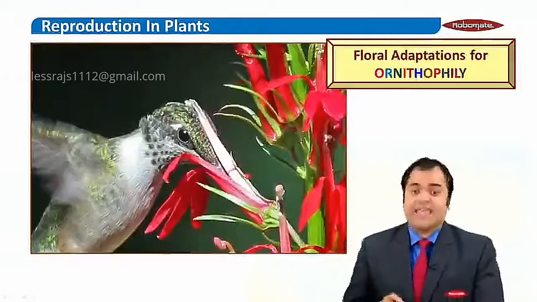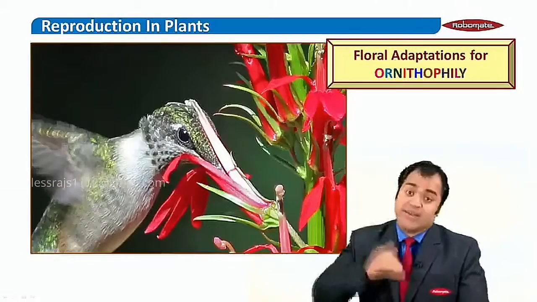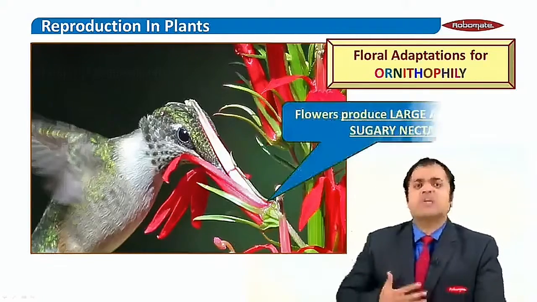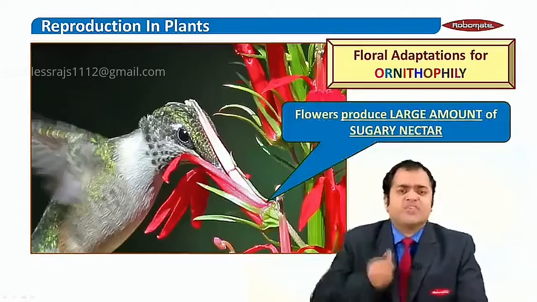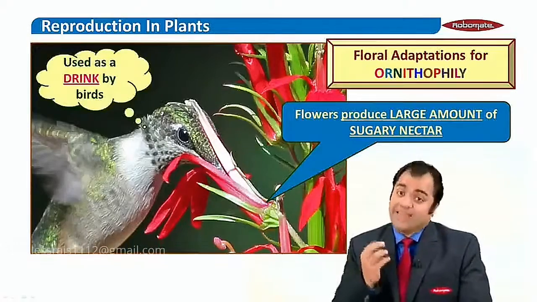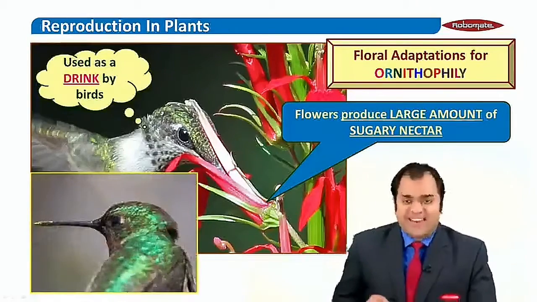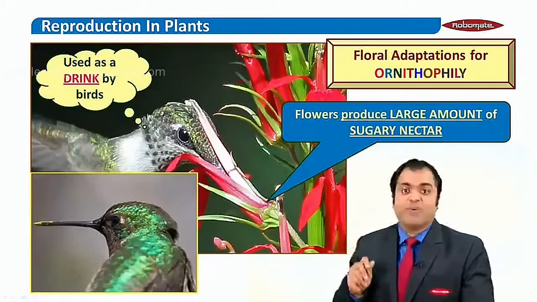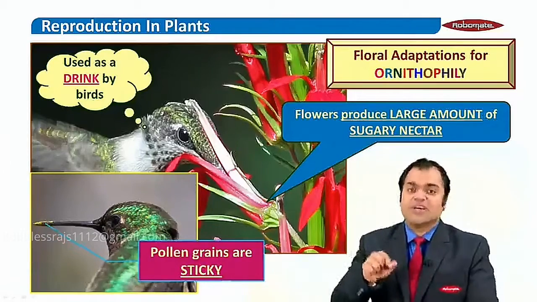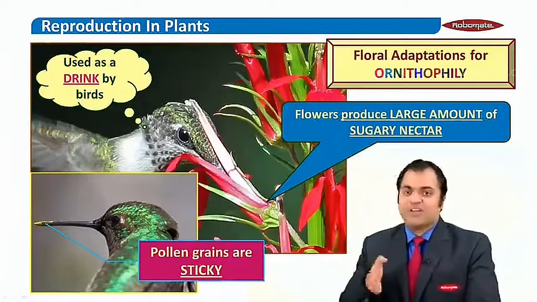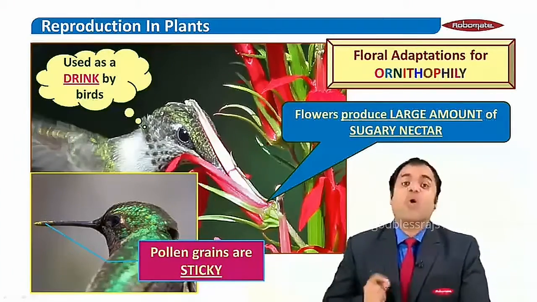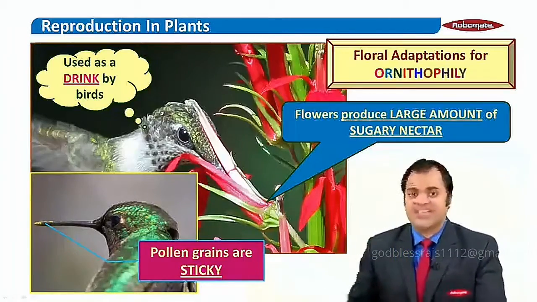What you see here once again is that bird trying to get to the nectar, because these flowers, as a result of their tubular corolla, produce a large amount of nectar, and this nectar is very sugary, and is used by these birds as a drink. Is that okay? And when they get to the nectar, indirectly what will happen? The beak of the bird will be covered with pollen, because the pollen grains are also very sticky, and they will stick onto the beak of the bird. And when this bird goes to another plant, pollination is achieved. Does that make sense? That is what is called ornithophyly, by agency of birds. Is that okay? Moving on.